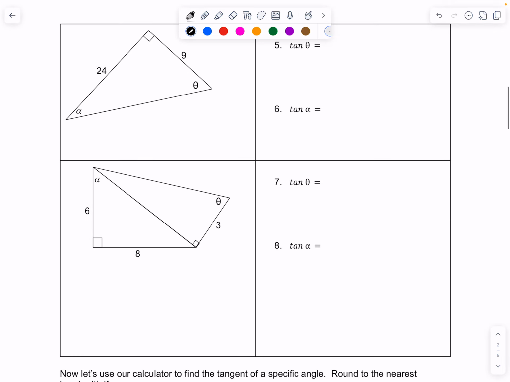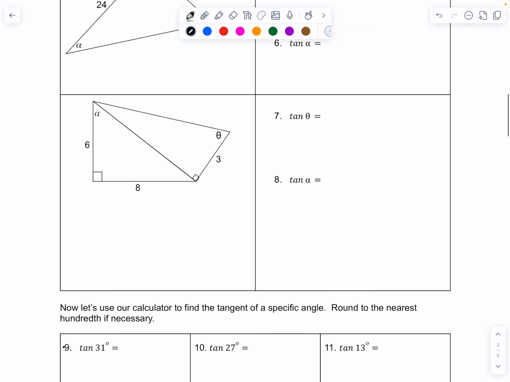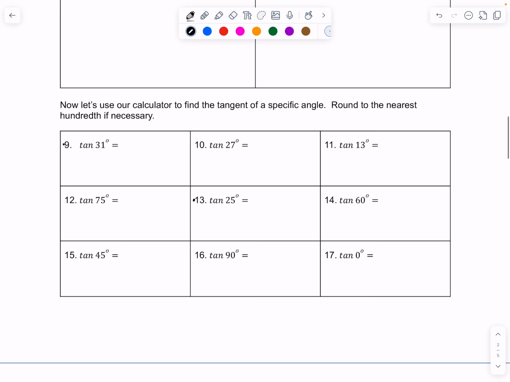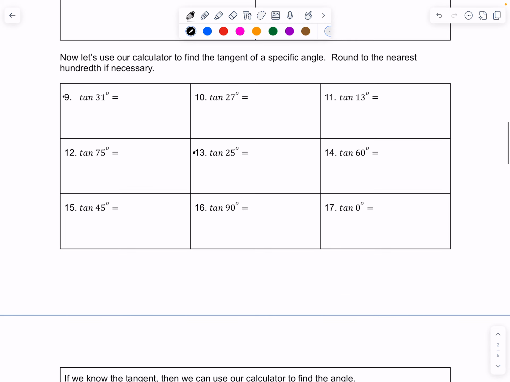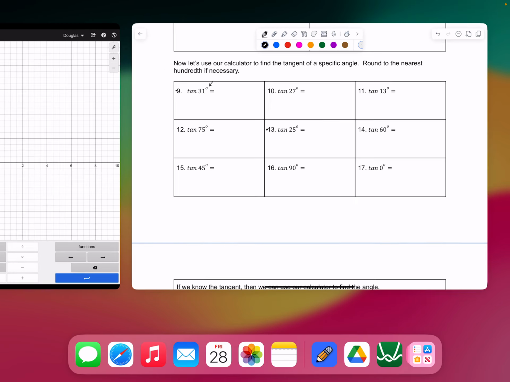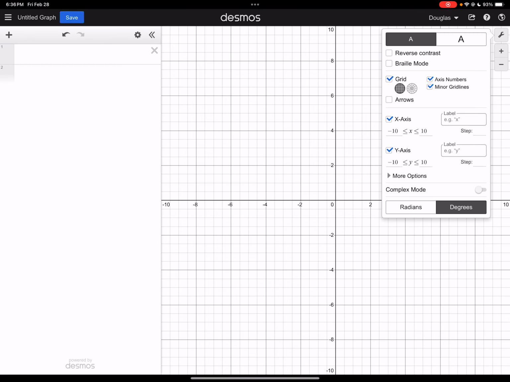I'm going to skip these, but check out the key so you can see the difference between those. Now, let's bring in the calculator for a little bit. When you watch these videos, I'm going to be using the Desmos app on my iPad, but whatever calculator you have, make sure you're in the correct mode. All of these are degrees. So when I go to Desmos, I always click the wrench to make sure that I'm in degrees.